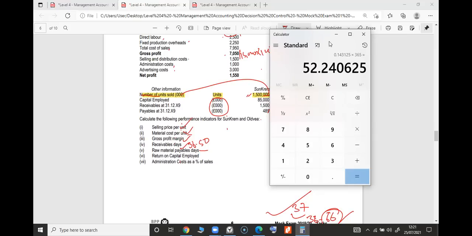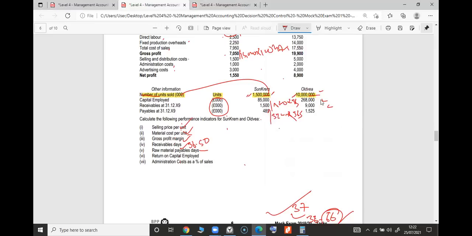52.24. Is it 55? How did you get 55? What did I do? 485. I made a mistake, maybe, I don't know. 485. Oh, I did 58. 485 divided by 3,200. Thank you for reminding me. 55.32. Yeah, take it 55.32. Yeah, 2 decimal places. 55.32.